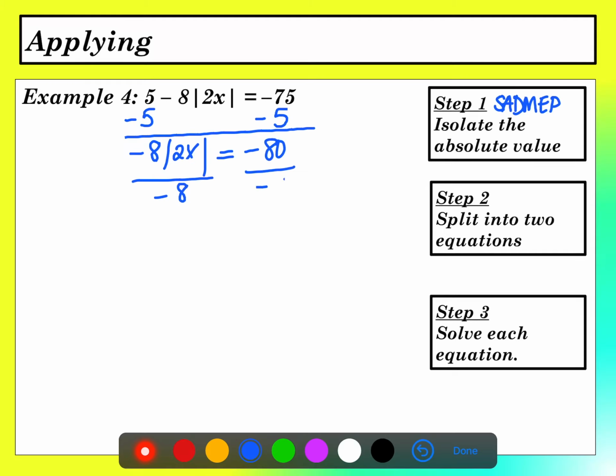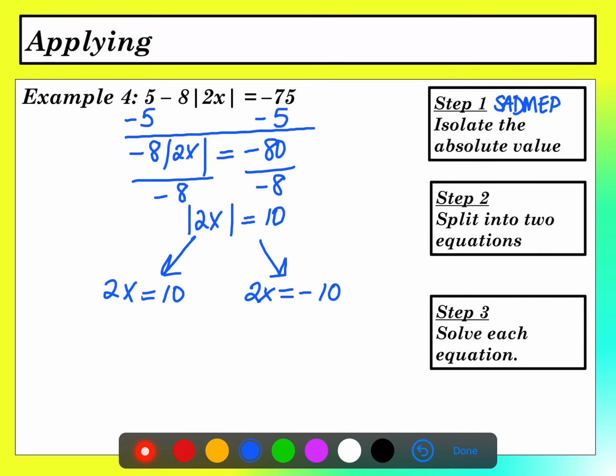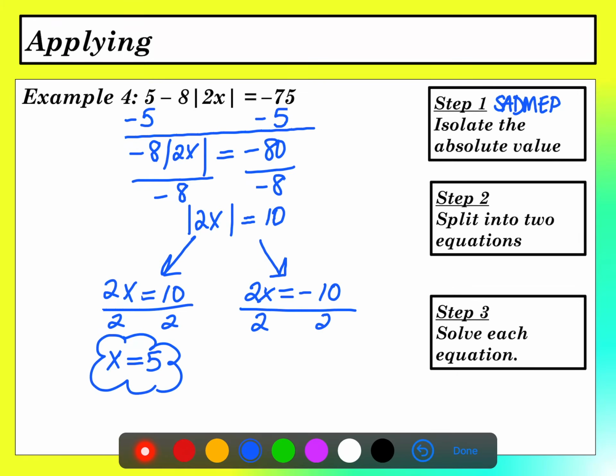Okay, and now we can divide by our negative 8. Okay, so my bars are isolated. And I'm going to go ahead and split into two equations. So one that is positive and one that is a negative answer. All right, this one is very easy solving. Get x equals 5, x equals negative 5.